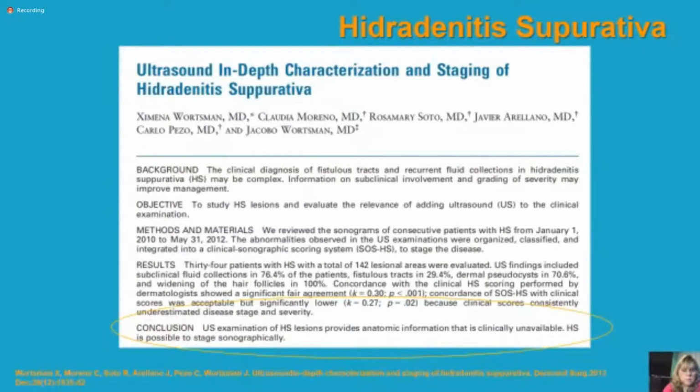In this article that was published in the journal Dermatologic Surgery, we performed a study on the clinical and ultrasonographic characteristics of these patients. And the conclusion was that the clinical scorings underestimated the severity of the disease. These results have been confirmed later by several groups of different countries.